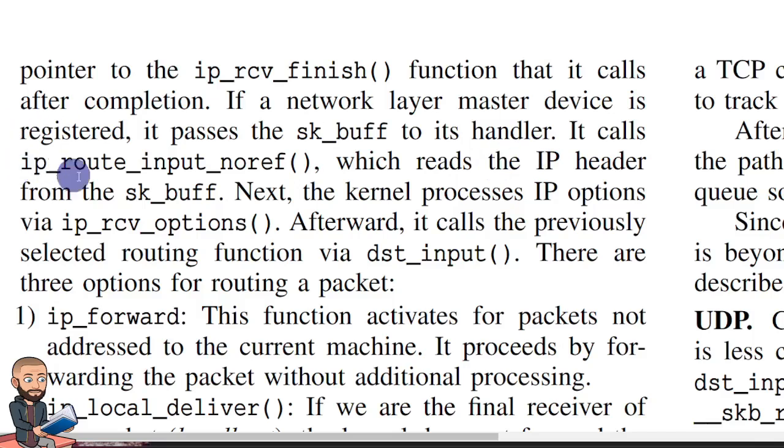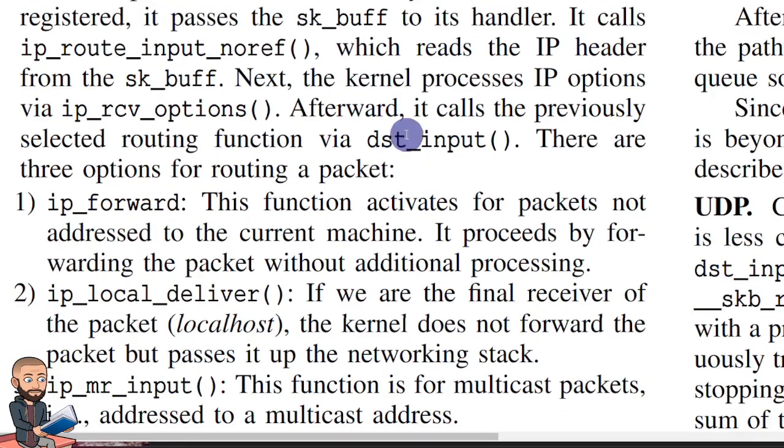It calls IP route input noref, which reads the IP header from the SK buff. Next, the kernel processes IP options via IPRCV options. Afterward, it calls the previously selected routing function via DST input.